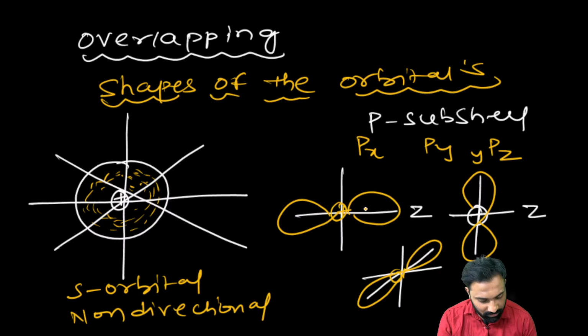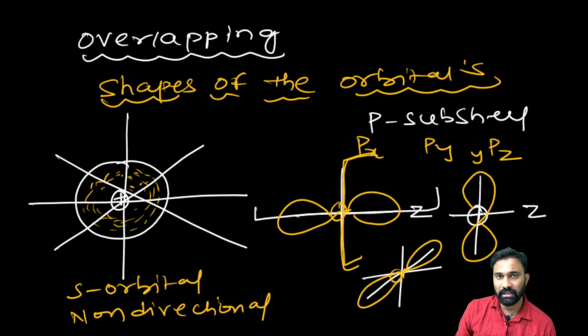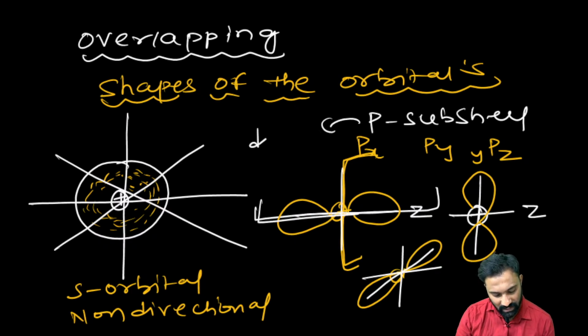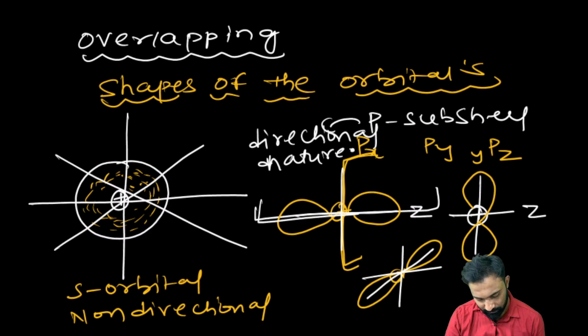Right? Now, you can see, in the p orbital, if you want to find the electron along z, you are getting the electron along z. But if you search along the x-axis or the y-axis, you are not getting the electrons. Means the p orbital, or p subshell, is directional in nature. The s orbital is non-directional in nature.